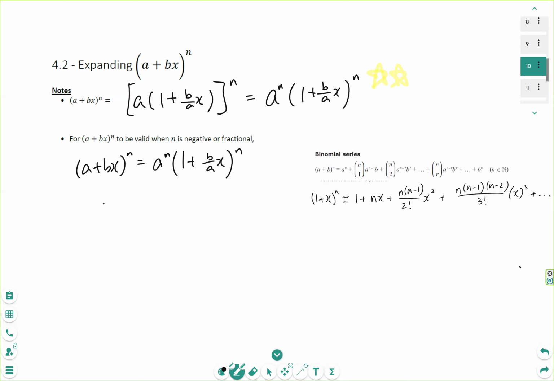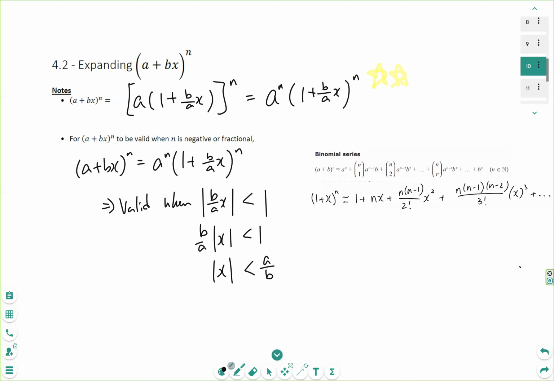So it is valid when the x term, which is now b over a x, has modulus less than 1. What does that mean? If we factorize out the b over a, then x is less than a over b in modulus. Again, something you can remember. If it's a 1 or 2 mark question, you can just write down the result.